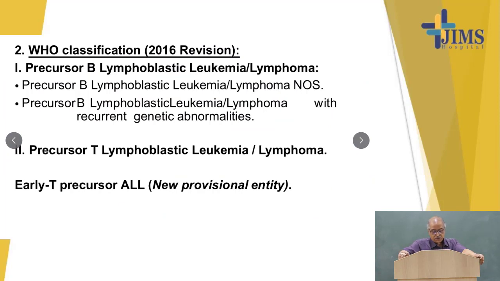In the WHO classification, initially formed in 2008 and then revised in 2016, there are precursor B lymphoblastic leukemia and lymphoma NOS, that means not otherwise specified, precursor B lymphoblastic leukemia and lymphoma with recurrent genetic abnormalities, and precursor T lymphoblastic leukemia and lymphoma. There is also early T precursor ALL as an entity.